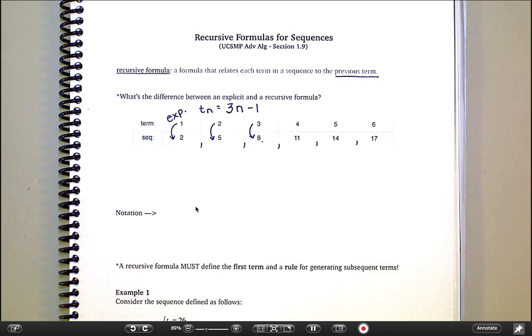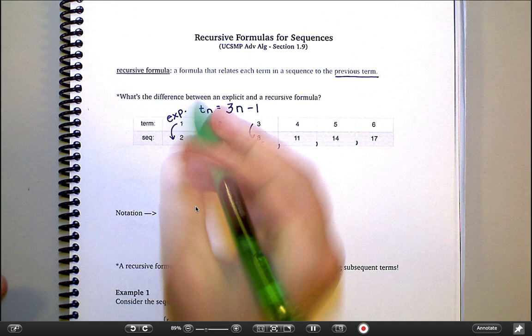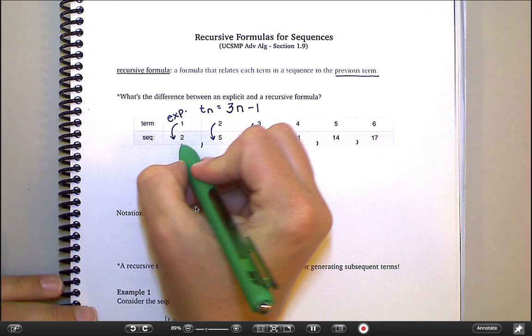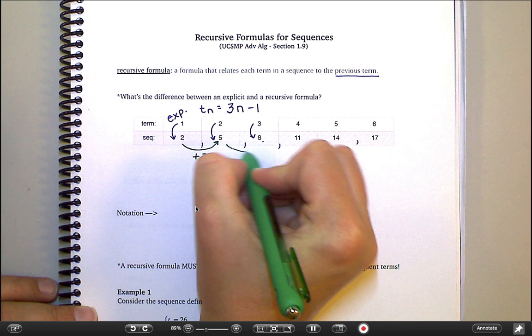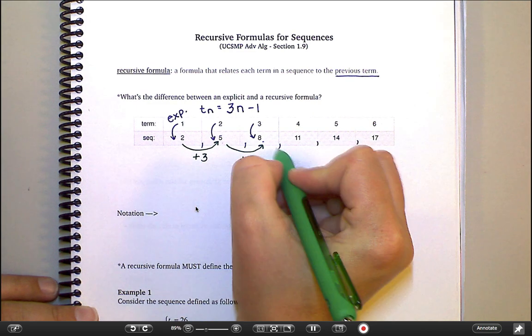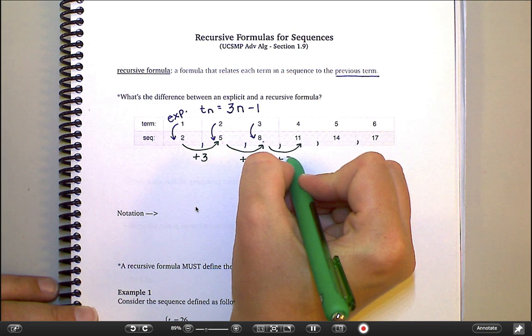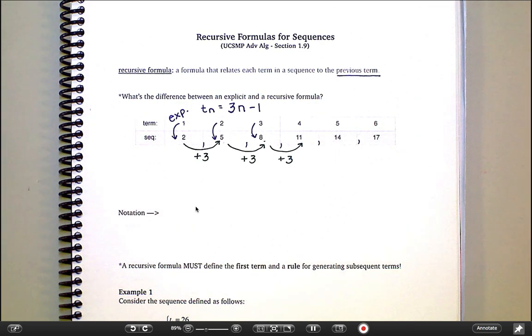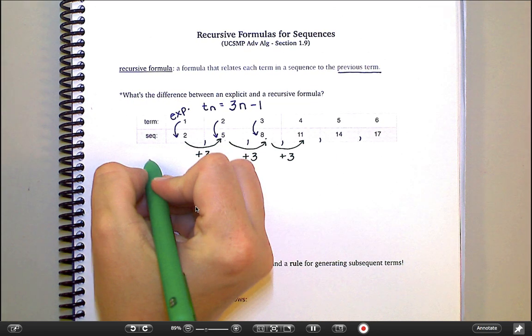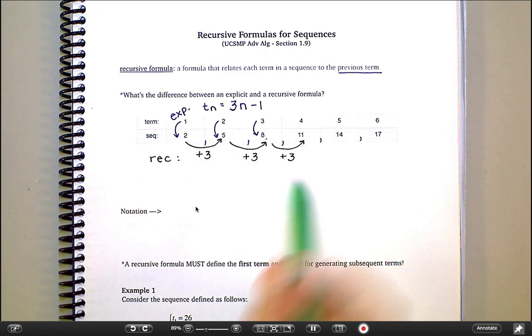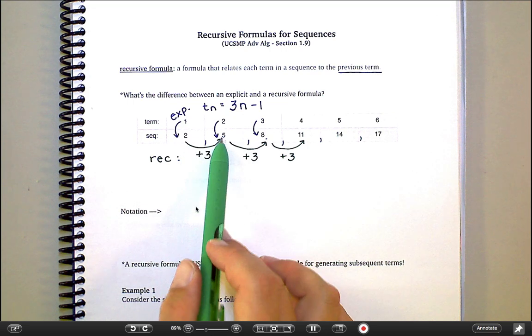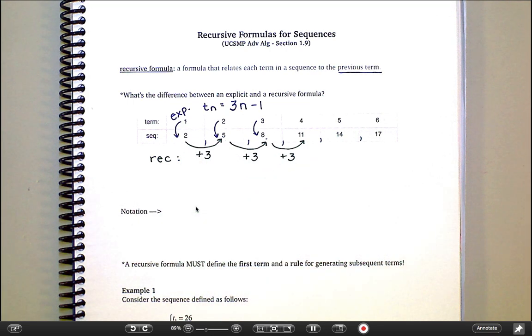Okay, what we're talking about today then is called a recursive formula. And the recursive formula is when you look at it this way. When you say, oh, from here to here, I add 3. And from here to here, I add 3. And from here to here, I add 3. Okay? That is what's called a recursive formula. So it has nothing to do with the term number. It has to do with how do you get from one term to the next? How do you kind of leapfrog from one term to the other?